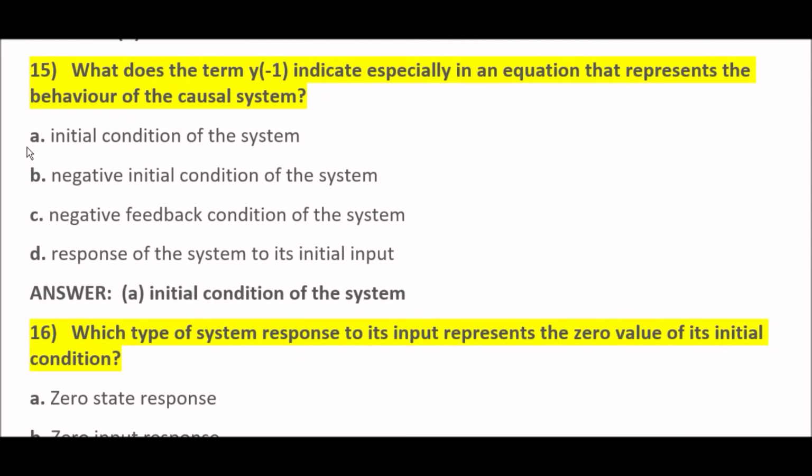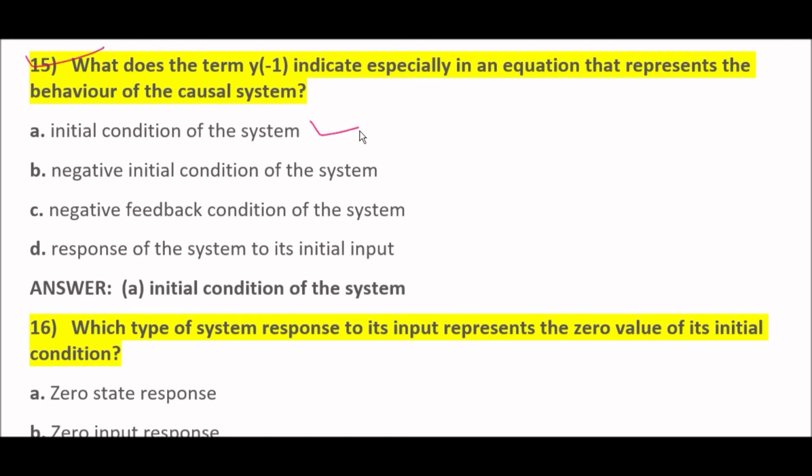Next question. What does the term y of -1 indicate, especially in an equation that represents the behavior of the causal system? Option A, initial condition of the system. Option B, negative initial condition of the system. Option C, negative feedback condition of the system. And option D, response of the system to its initial input. Okay, correct answer here is option A, initial condition of the system. The term y of -1 indicates the initial condition, especially in an equation that represents the behavior of the causal system.